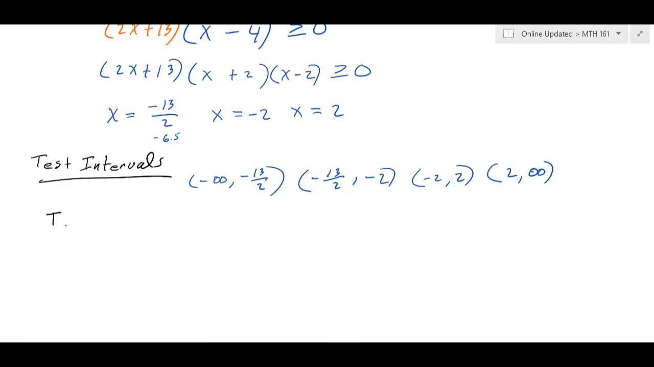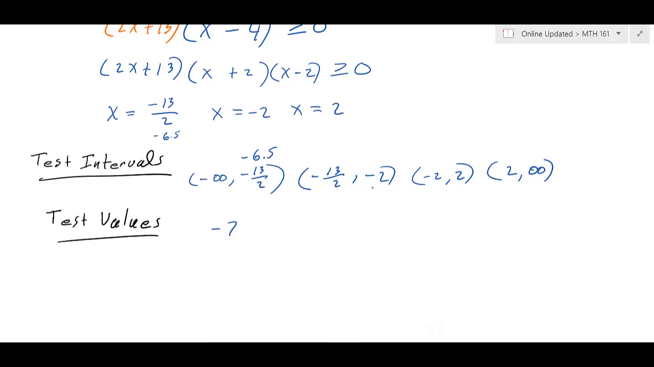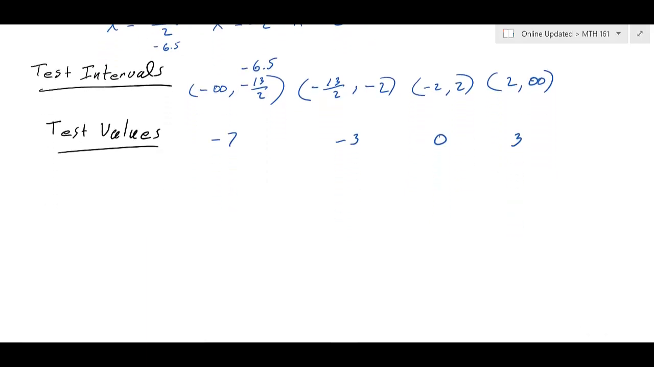So then we want to pick our test values. And again, your test value can be any number in the interval, and to make this easy, if this is a negative 6.5, then I'm going to go just to the left of that and pick a negative 7. And then here I would pick negative 3, and 0 is the easiest between negative 2 and 2, and then here simply 3.